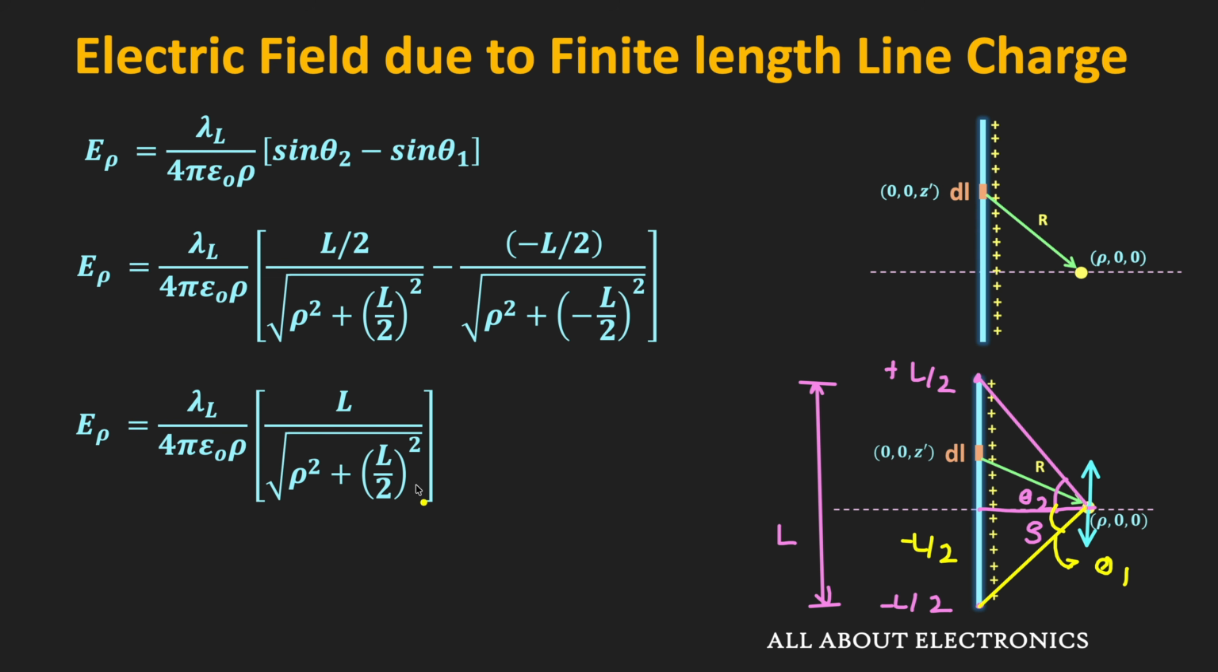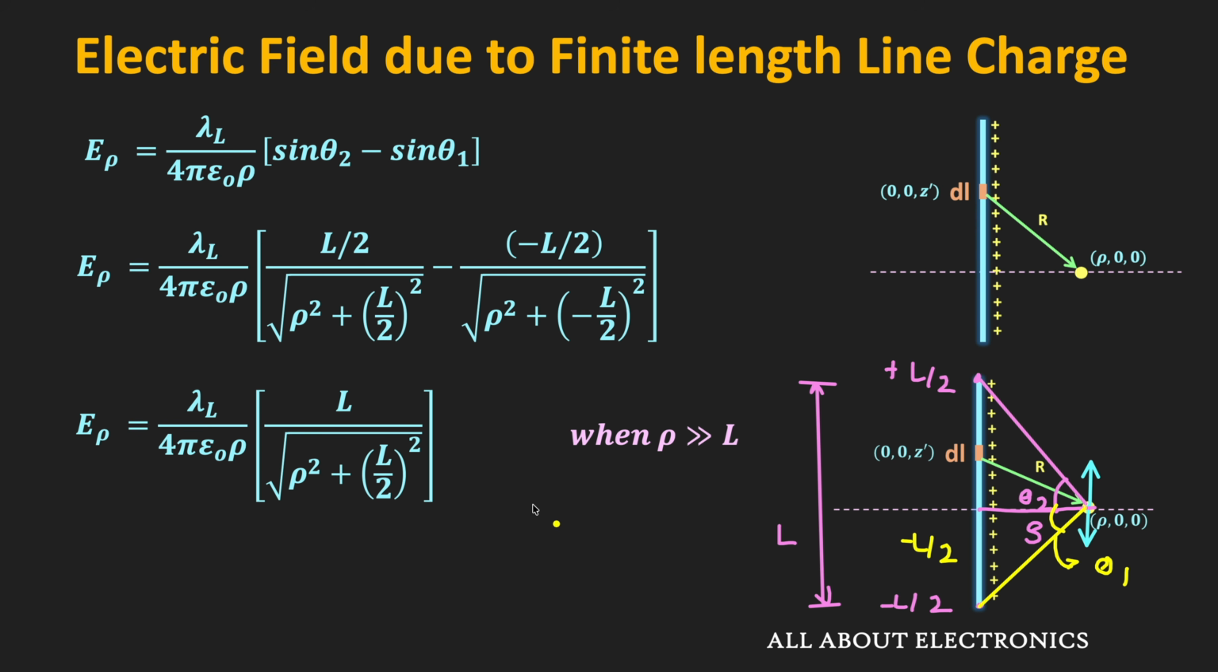So this is the expression of the electric field in the case of the finite length of the line charge whenever the observation point is exactly passing through the center of the line charge. So now in the same situation, let us see another case when the observation point is much farther from the line charge. That means whenever this distance rho is much greater than the length of this line charge.